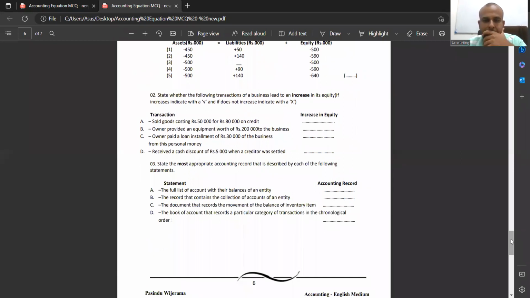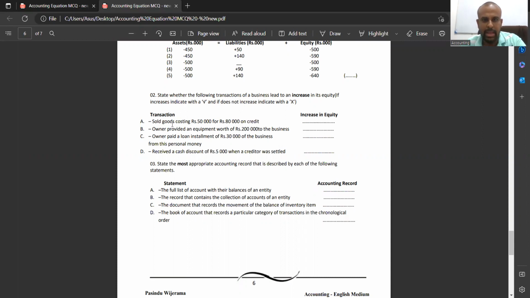What does it say? State whether the following transactions of the business lead to increase its equity. If yes, you need to put a tick mark. If not, if it does not increase, you have to put the cross mark, right?